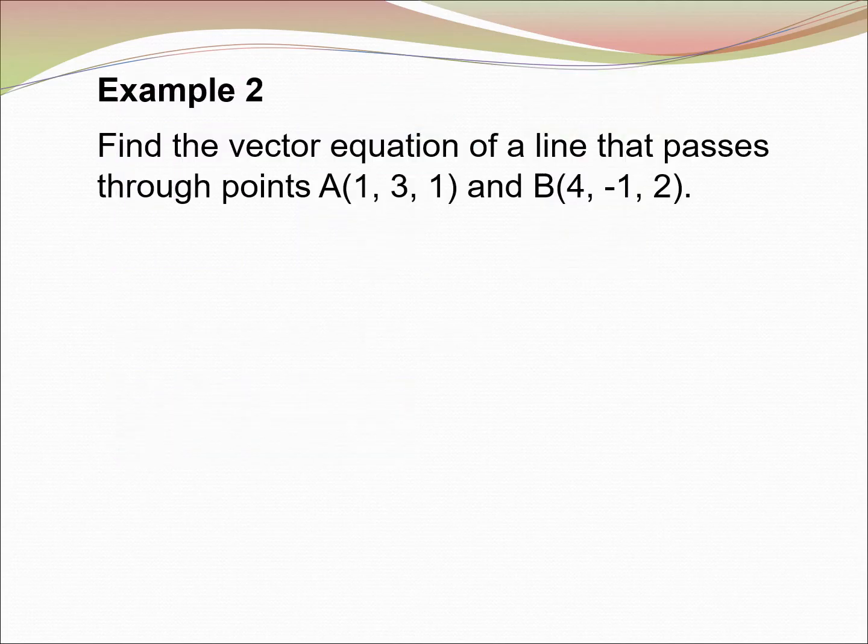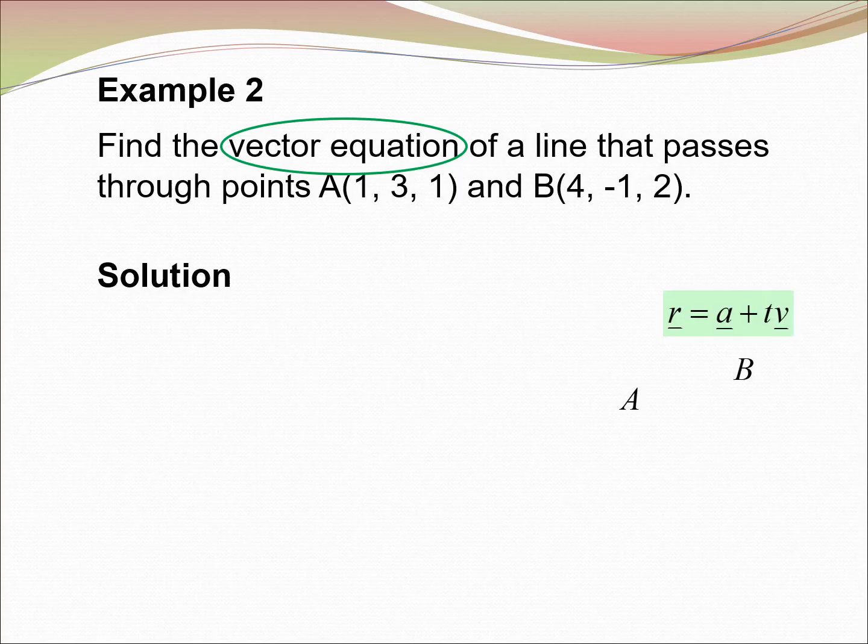Example 2. Find the vector equation of the line that passes through the points A (1, 3, 1) and B (4, negative 1, 2). We have the point A and point B. So now we want to find the vector equation of the line. The formula for the vector equation of a line is r is equal to a plus tv, where a is the point passing through, and v is the direction.